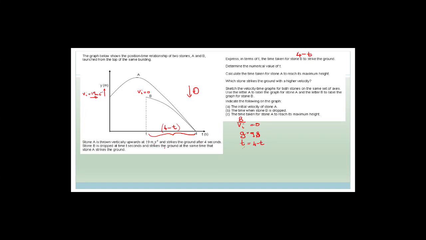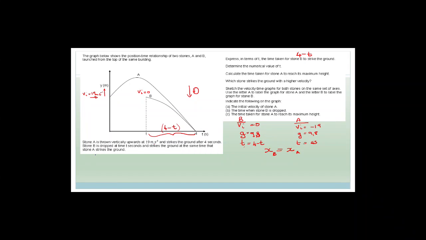Then we've got stone A. Stone A has an initial velocity of negative 19 meters per second. Its final velocity, we don't know. The acceleration is 9.8. Its time is 4 seconds. Do you agree that they both dropped from the top of the same building? So the x values for these graphs are the same. X of B has to equal X of A. So let's get an equation that works for both of them.